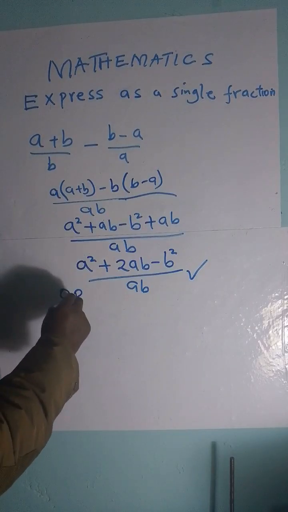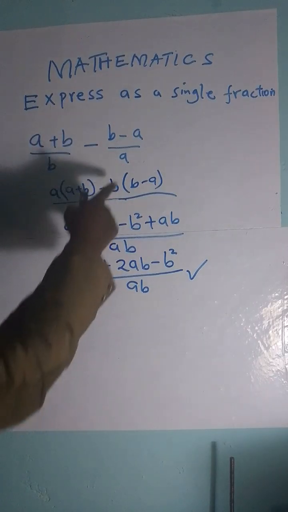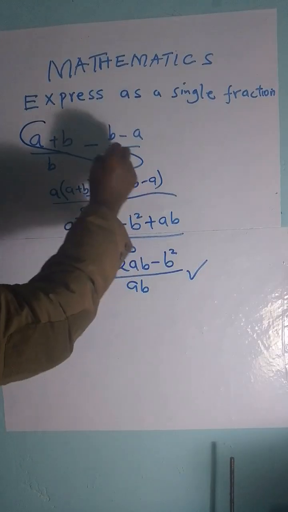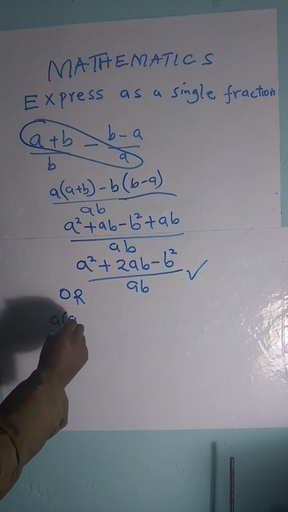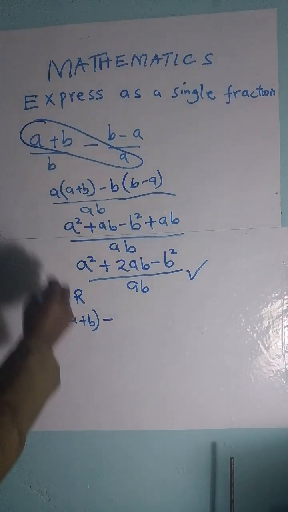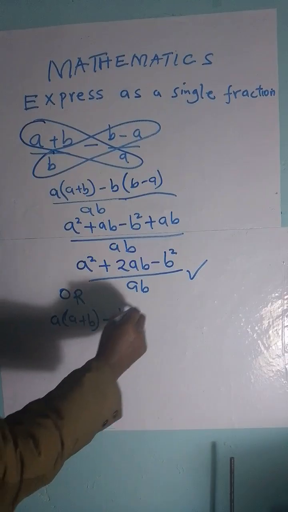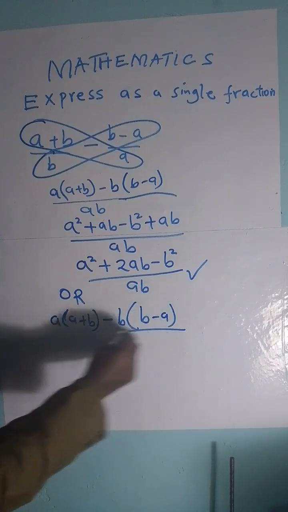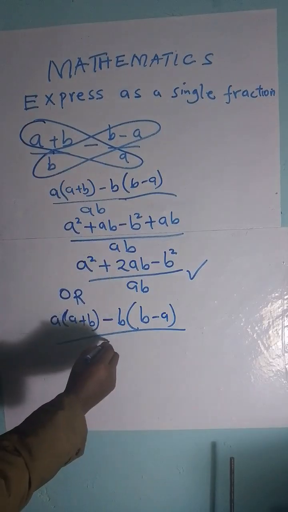Or the other way you can do it, cross multiply this. That is A into A plus B minus B into B minus A, over A times B, AB.